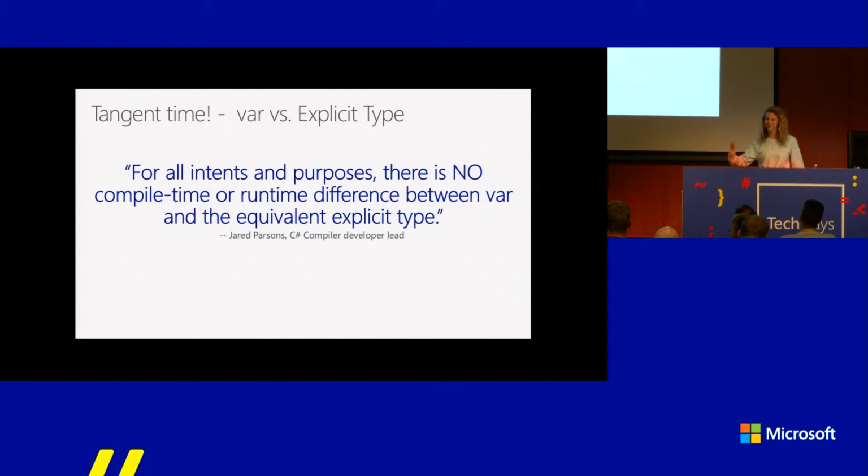There are like 3 edge cases, which I'm not going to go into here. And he told me he would basically murder me if I told you what those were, because he actually doesn't think you should care. So if you prefer var, use var. If you prefer explicit type, use explicit type. And you should think that there's no performance difference between the two.